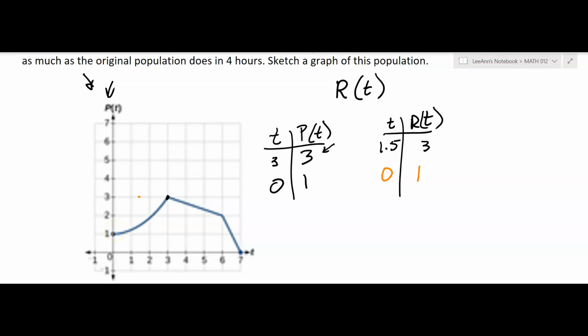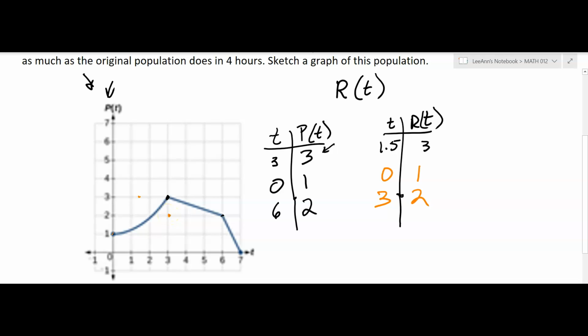Now let's look at this point over here. 6, input of 6 in the original, and getting an output of 2. So what does that mean? Remember, the whole thing's going twice as fast, so it's taking half the time. So when it's 3 hours, that's when I would get an output of 2. So then I'm going to have a little point right there.